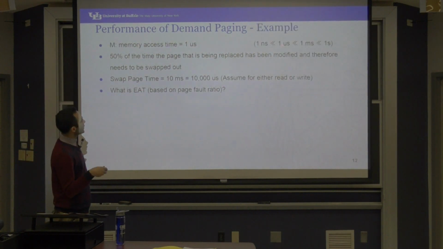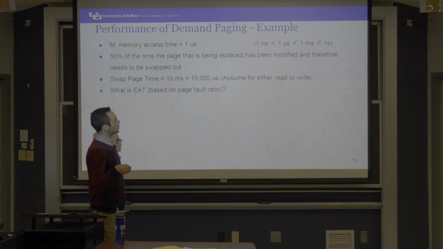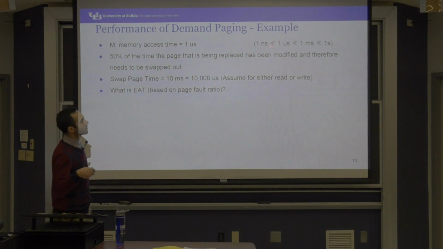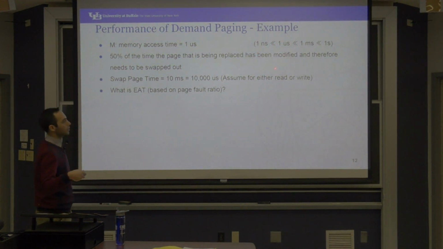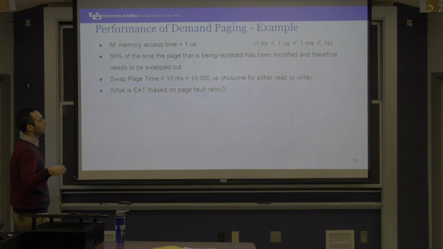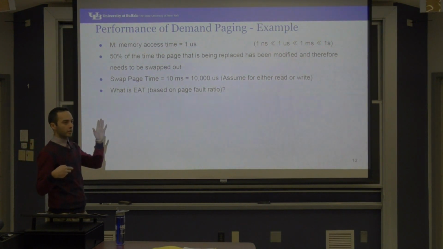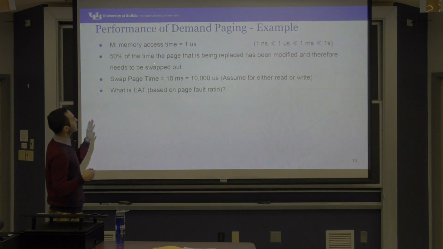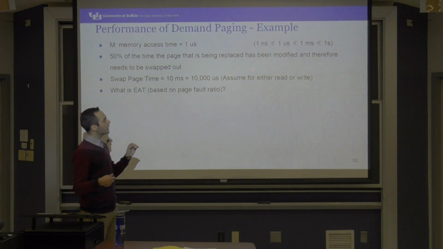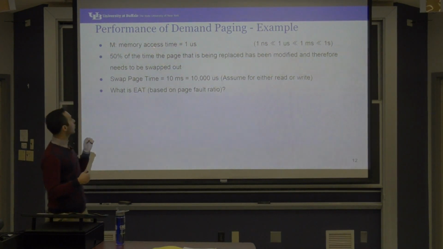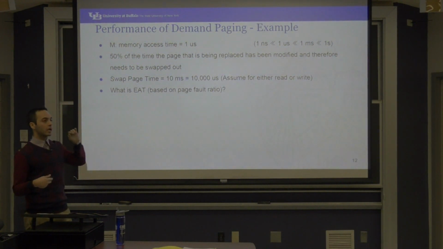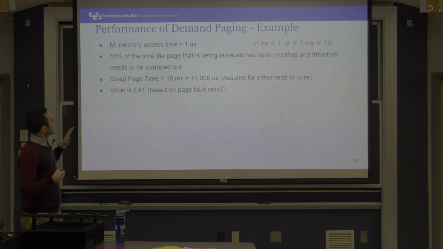Let's see an example. Just remember for all these, a nanosecond is 1,000 times less than a microsecond, and a microsecond is 1,000 times less than a millisecond. The memory access time we consider as 1 microsecond. And 50% of the time the page that is being replaced has been modified and therefore needs to be swapped out. This is talking about the dirty rate of the pages. The swap page time is 10 milliseconds, which is 10,000 microseconds.